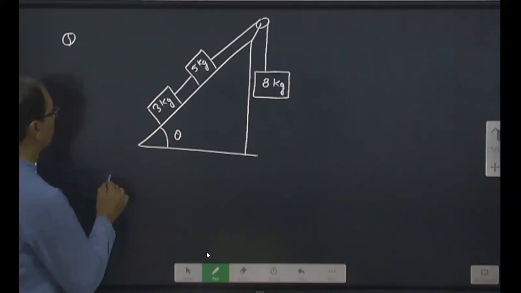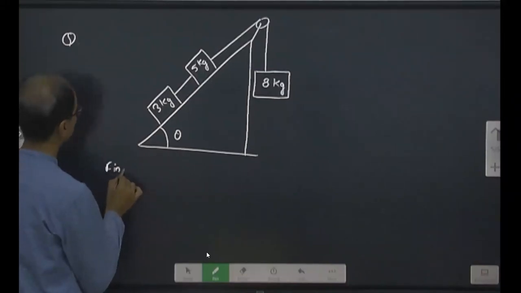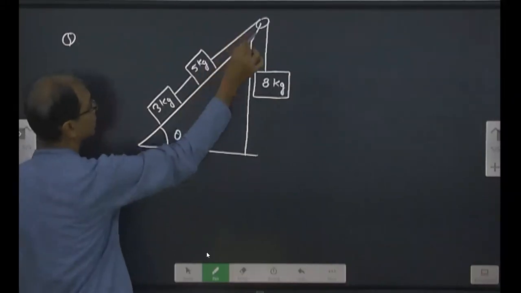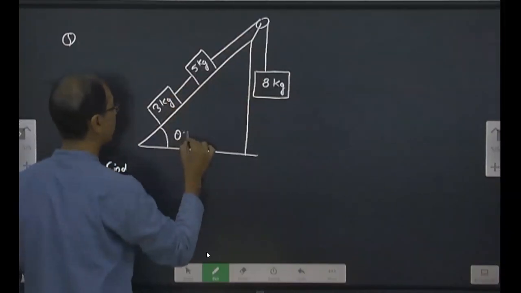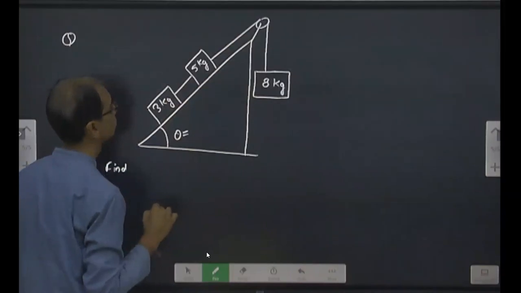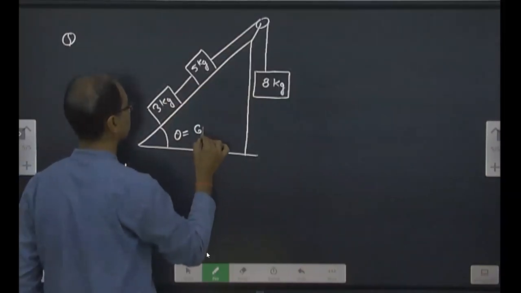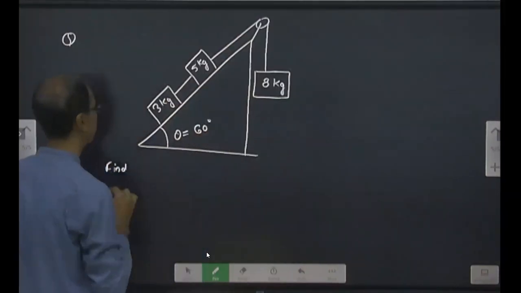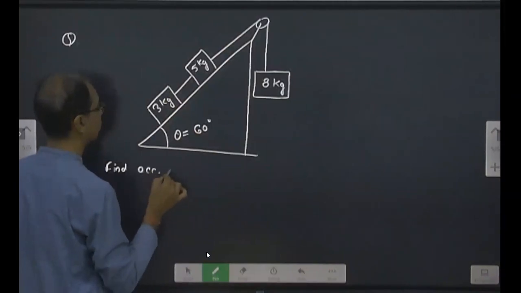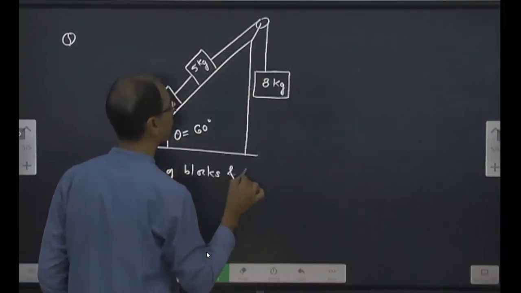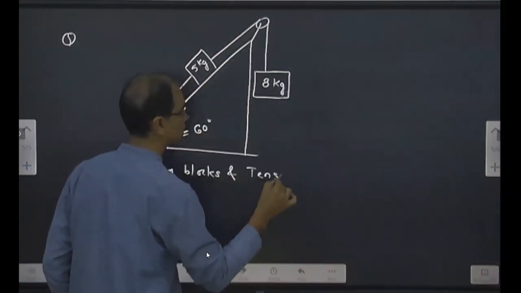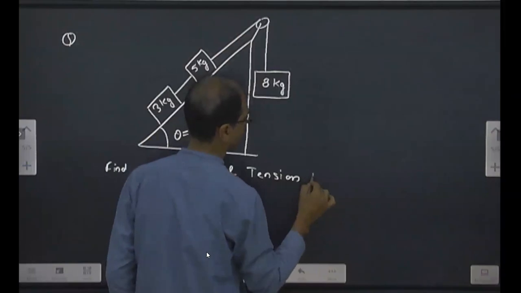Okay. Find tension in two strings. Here there are two strings. One is connecting 5 and 8, another one is connecting 5 and 3. And this theta, take as 60 degrees. Find acceleration of blocks and tension in strings.